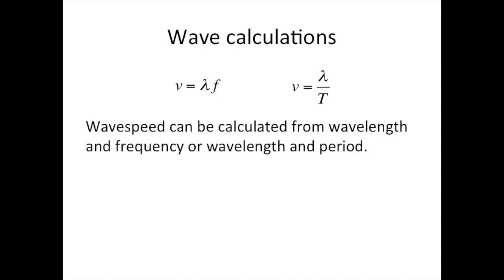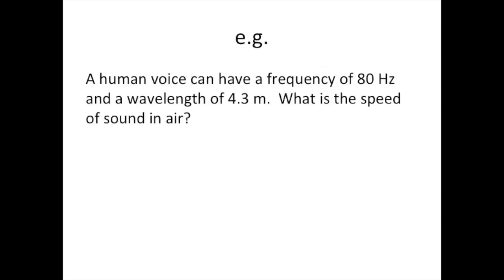Okay, so here's an example. A human voice can have a frequency of 80 hertz and a wavelength of 4.3 meters. What is the speed of sound in air? Well, we use our calculations. v equals lambda f. So lambda is the wavelength, and that's 4.3 meters. And the frequency is 80 hertz. So the speed of sound in air is about 344 meters per second.